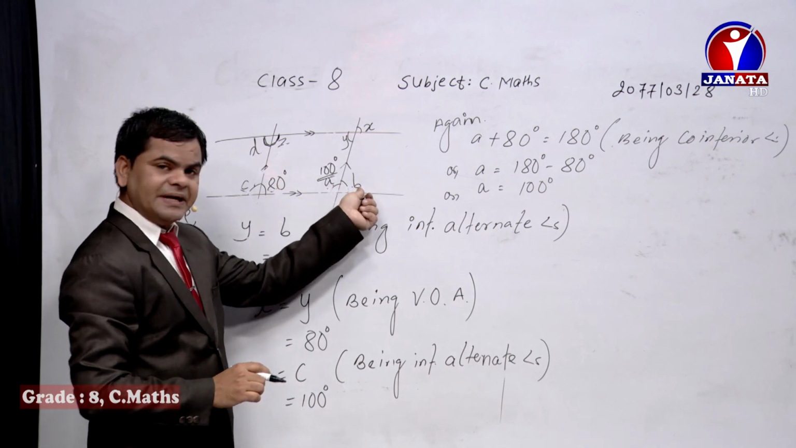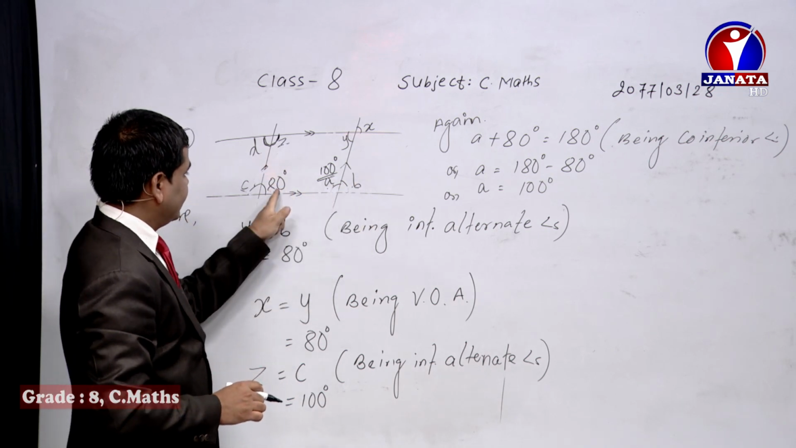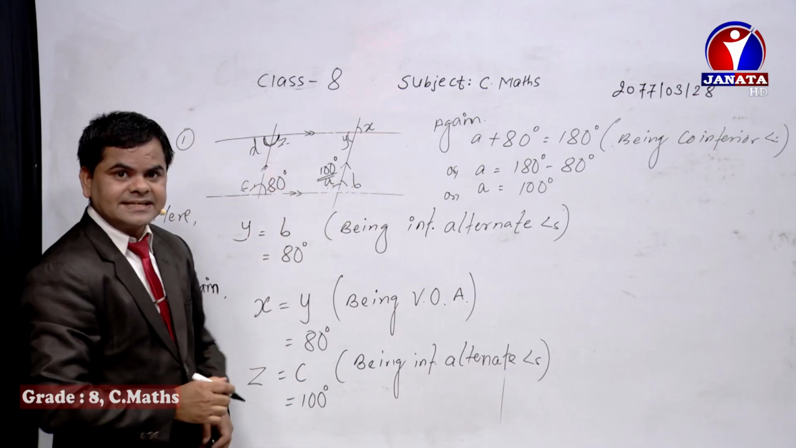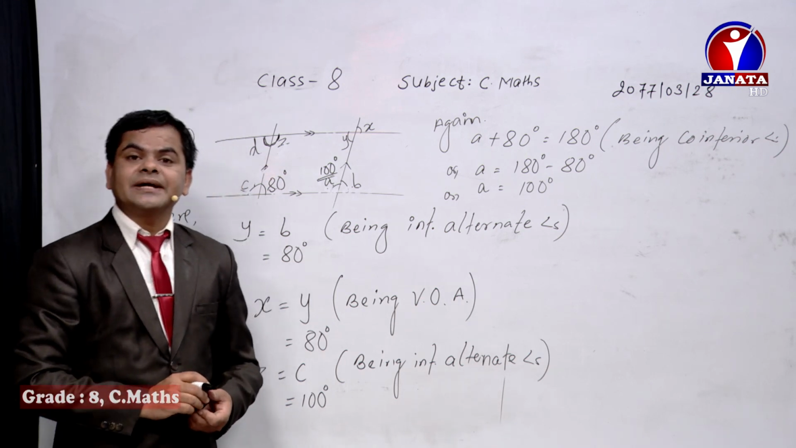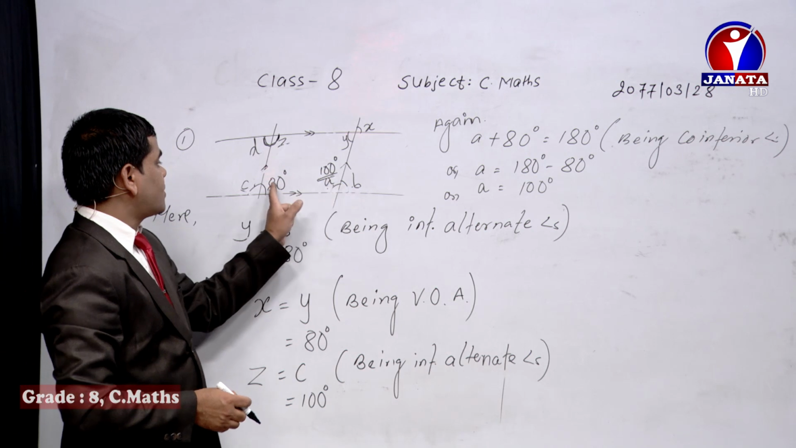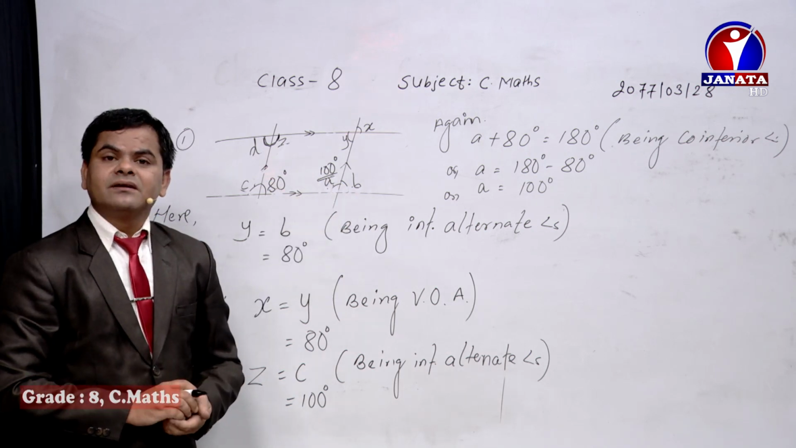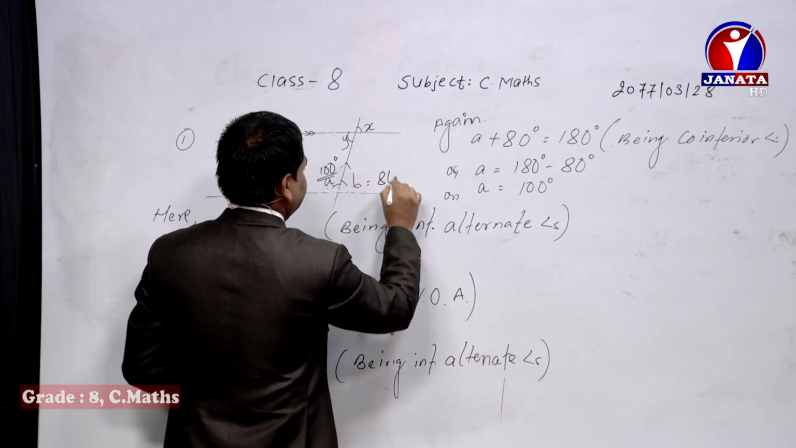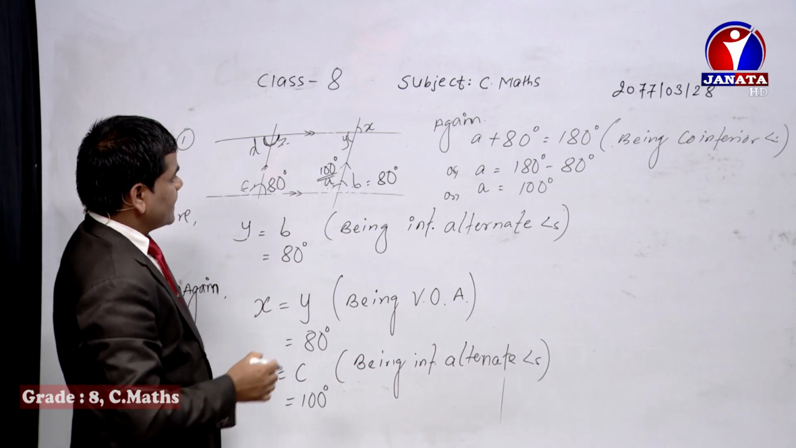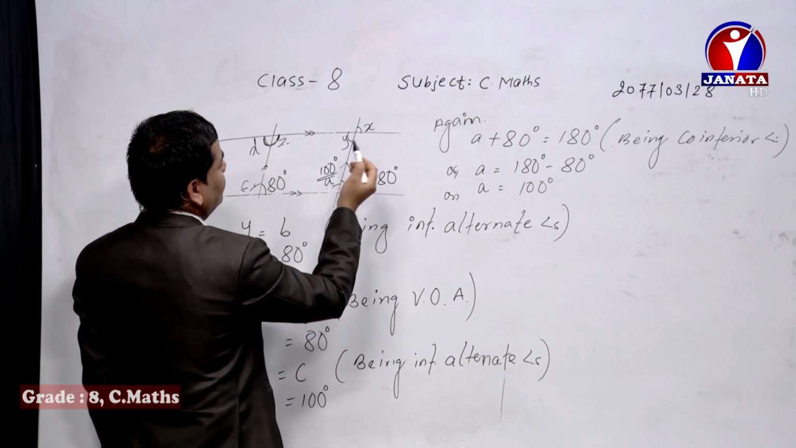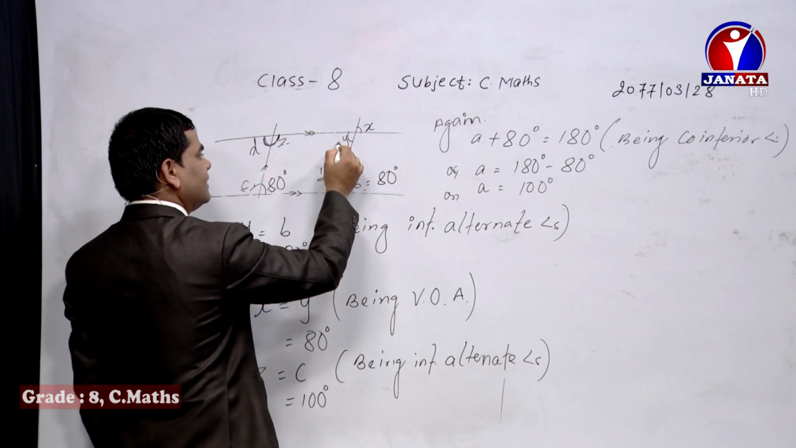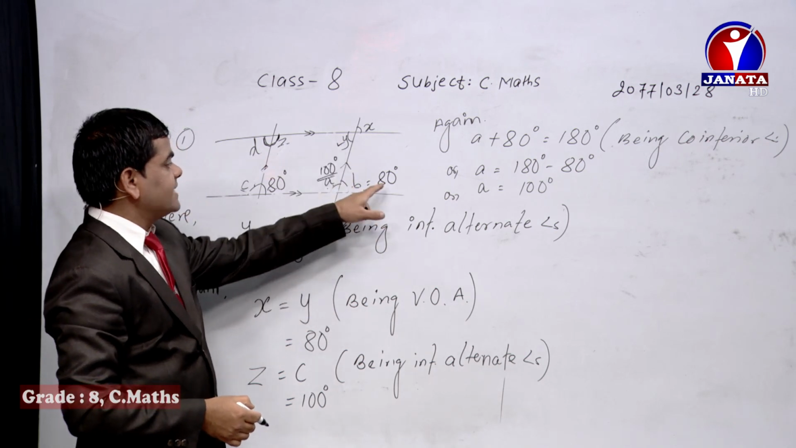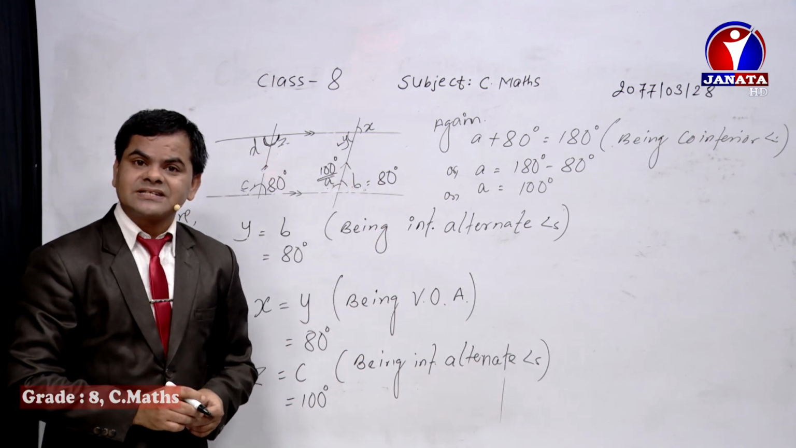Or there is another way as well to find the value of b. 80 degrees equals b. What is the relationship between b and 80 degrees? They are corresponding angles, isn't it? And we know that corresponding angles are equal to each other. So b equals, directly you can write, 80 degrees being corresponding angles. So b's value also we got as 80 degrees. And then, if b's value is 80 degrees, now its interior alternate angle is which one? Y, isn't it? So you can find the value of y as 80 degrees, because interior alternate angles are equal to each other.